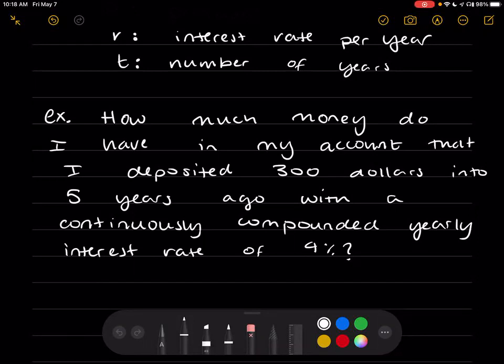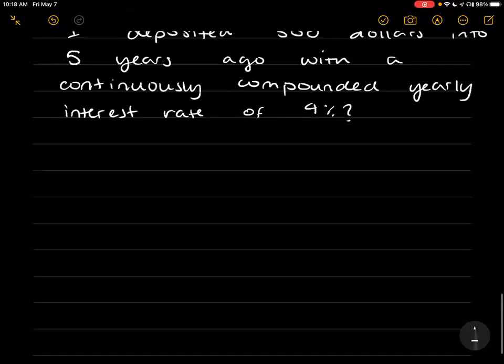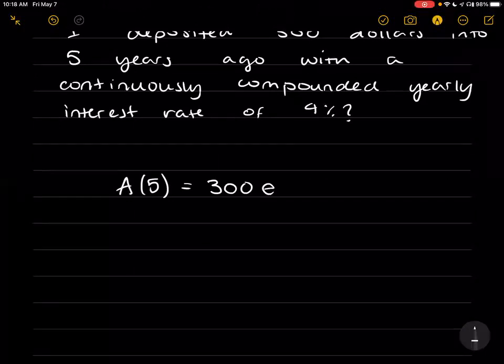So it's a simple application of the formula that we had up there. We want to know how much money, so we're trying to find A(5) because t is equal to 5 years here. Our principal is $300, so there's 300. And then e to the rt, where r is our interest rate, 0.04, times t, which is 5. We can simplify this a little bit: 300 e to the, and if you do that multiplication, this turns out to be 0.2. Plug this into a calculator, and you get about $366.